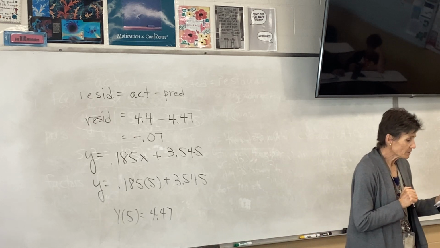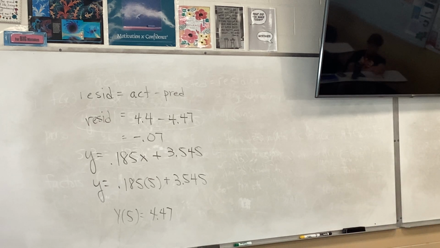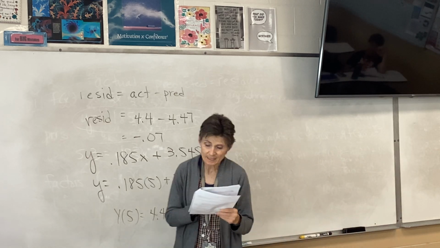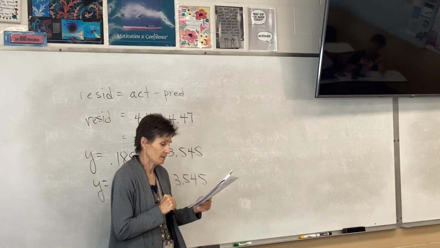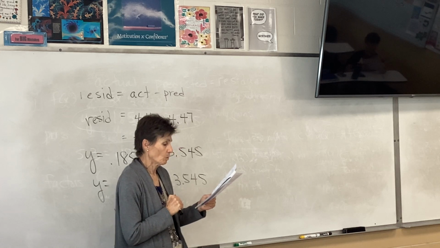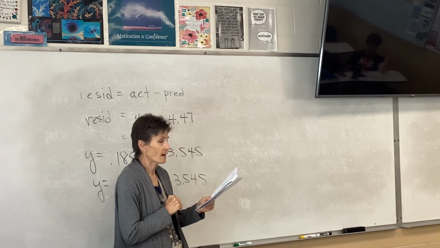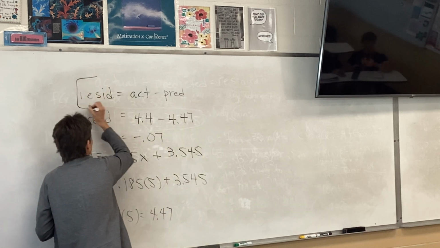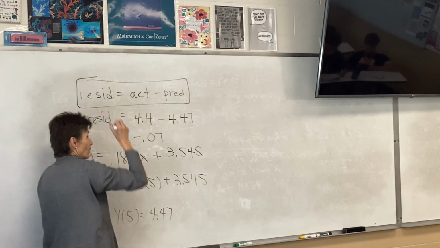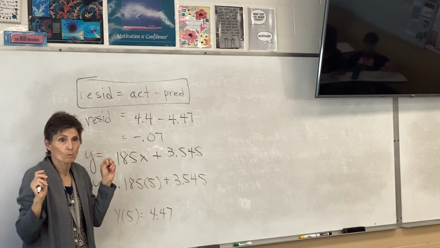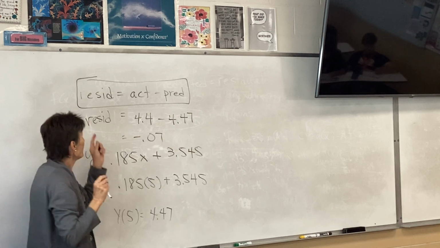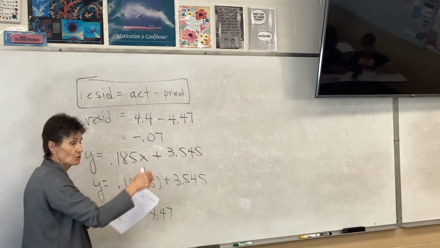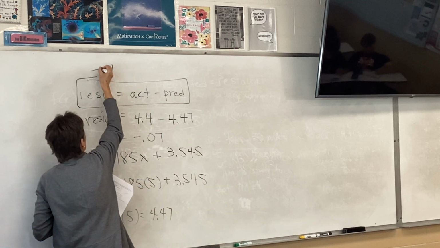Example 3. Using the model found in example 1, a baby that was 7.5 weeks old had a residual of negative 0.7. What was the actual weight of the 7.5 week old baby? Now, remember, this is your formula, for lack of a better word, right? What do I know in that formula?